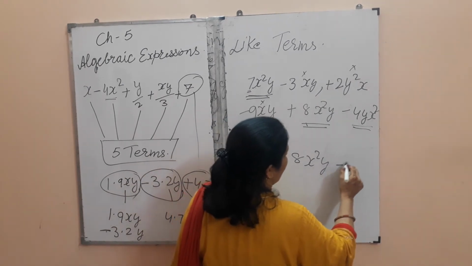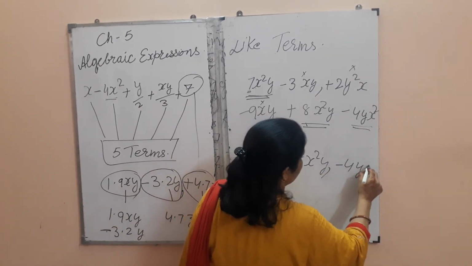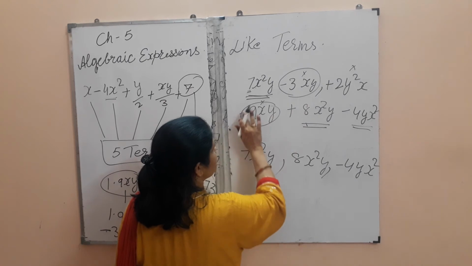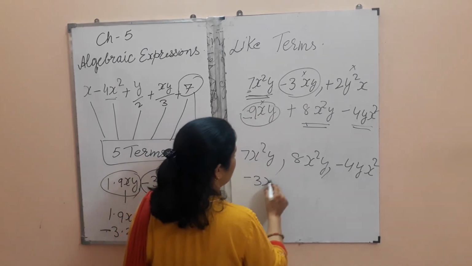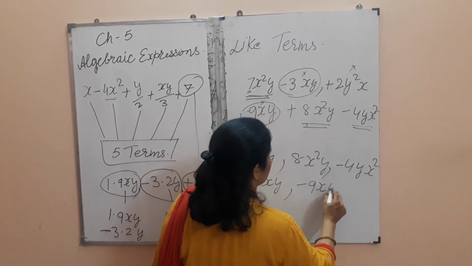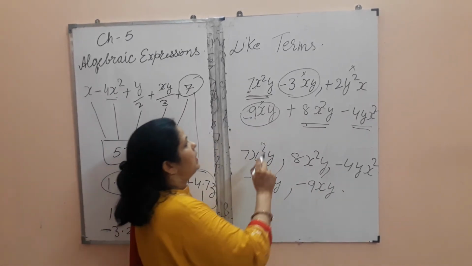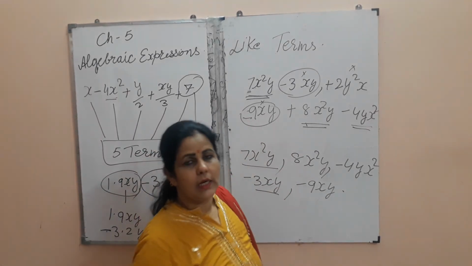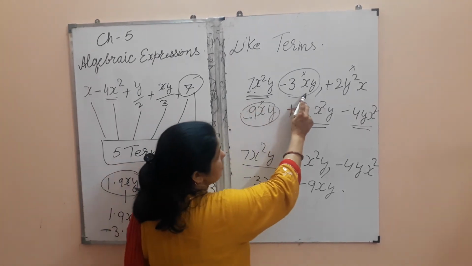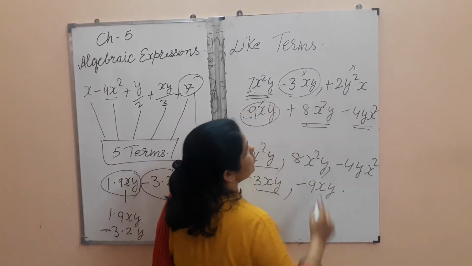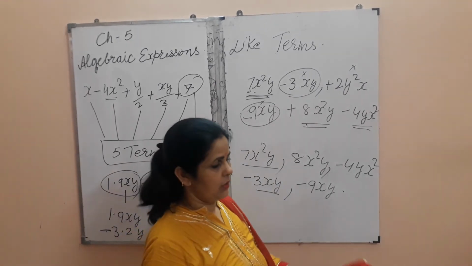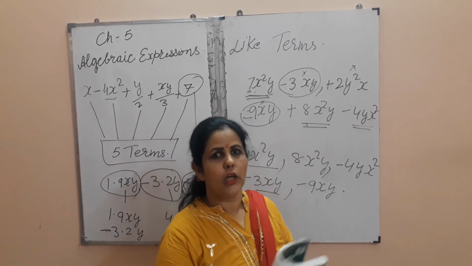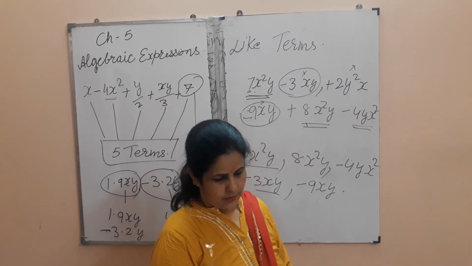So like terms are 7x square y, 8x square y, minus 4y x square. Next, minus 3xy and minus 9xy are also like terms. So these are the like terms and others are unlike terms. 7x square y and minus 3xy are unlike terms. 7x square y, minus 3xy and plus 2y square x are unlike terms, meaning the variables with their parts are not the same.